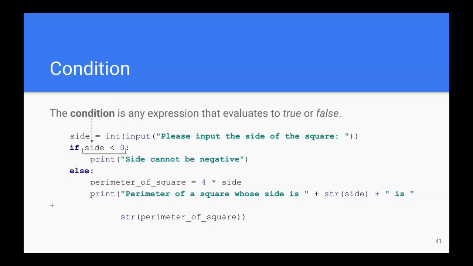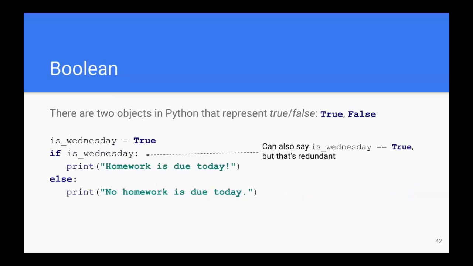Now, true or false is so important in Python that they actually have two objects that are dedicated in Python to represent the meaning of true and the meaning of false. So yes, you can literally write this piece of code like this.